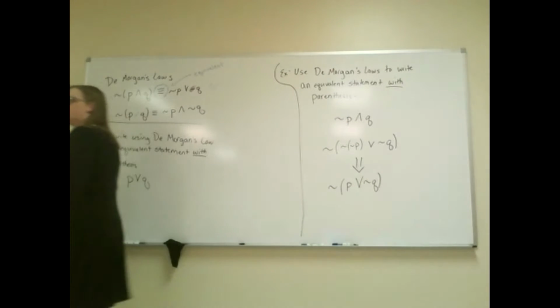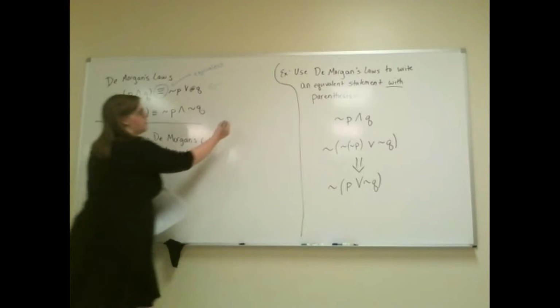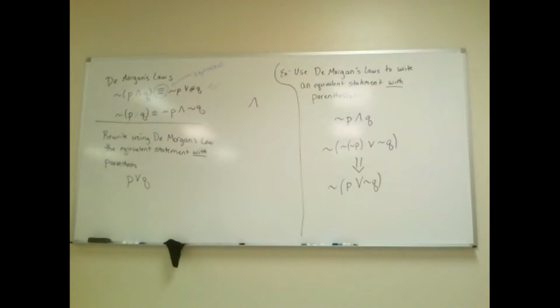All right, so we're going to start with hopefully the easiest part. So, Mariah, what does the or need to become? An and, okay. So we know the or is going to become an and. If all else fails, at least change your operator, okay?